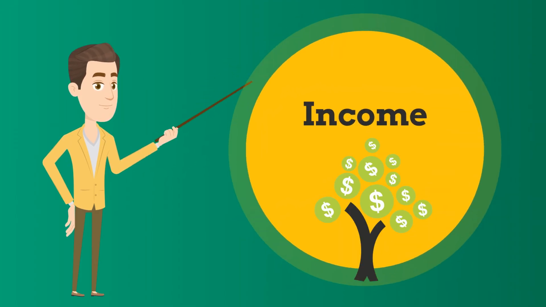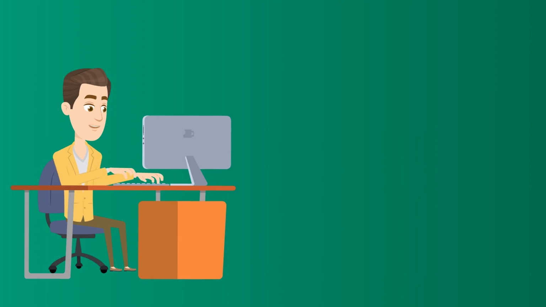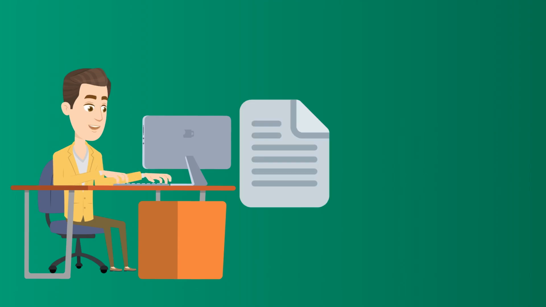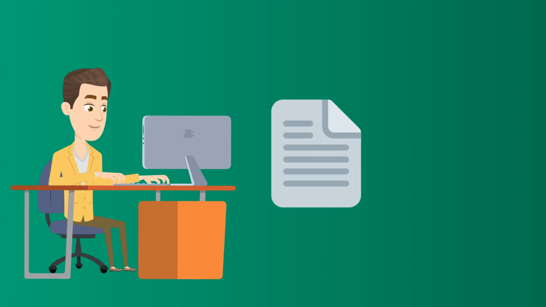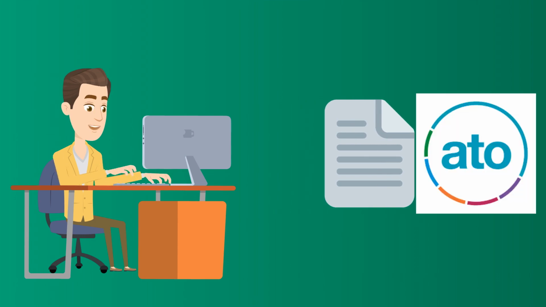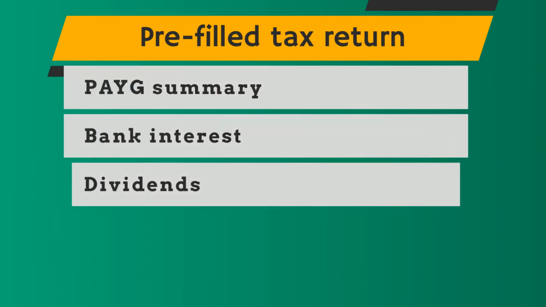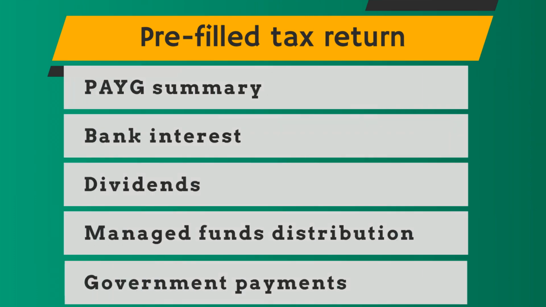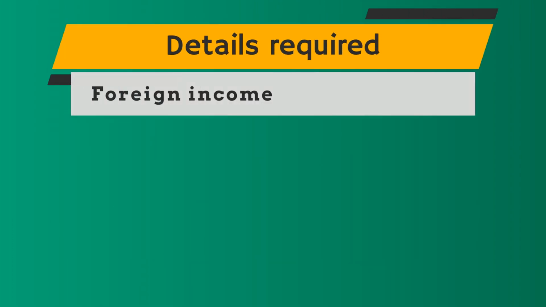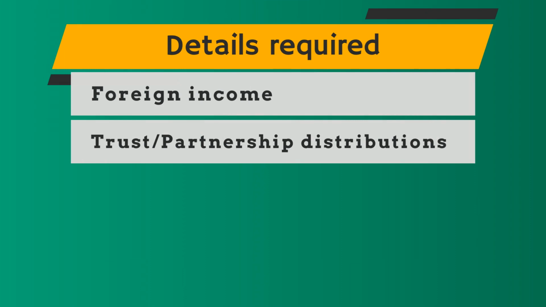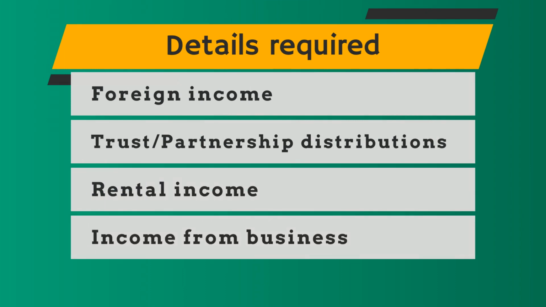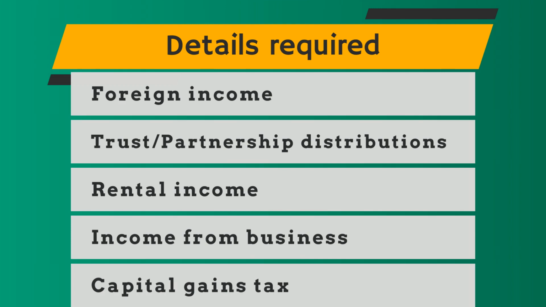Income. You will need to have information on the income you have earned during the tax year. A lot of this information is already provided to the ATO and will be available on your pre-filled tax return. They will have details of your pay-as-you-go summary, bank interest, dividends, managed fund distributions, and government payments. So you will only need to have details of any foreign income, trust or partnership distributions, rental income, any income you might have from a business, and capital gains tax. You can also refer to our video on income to help you.